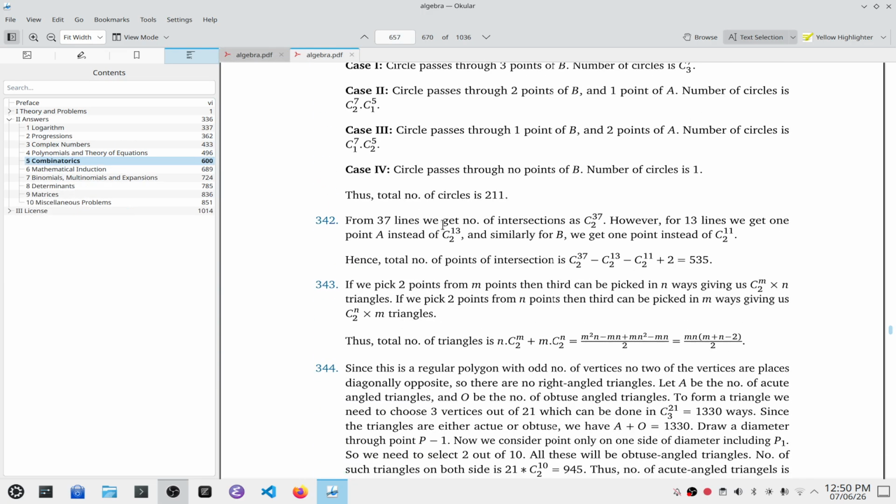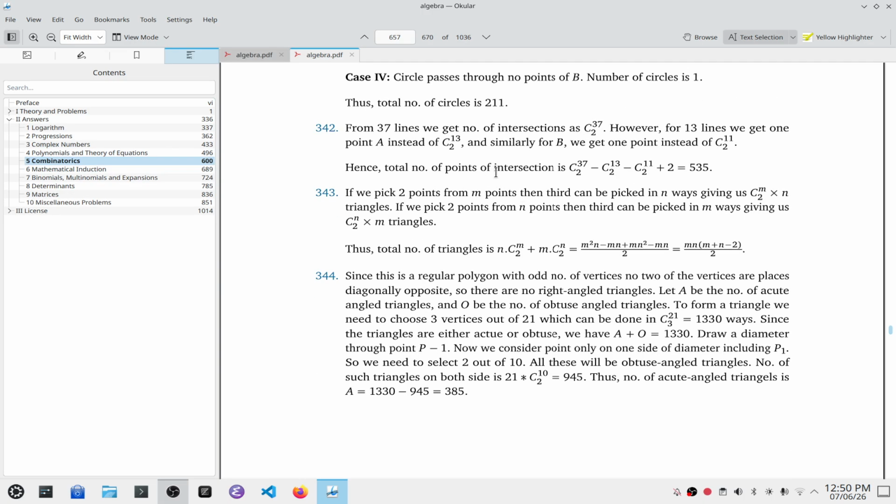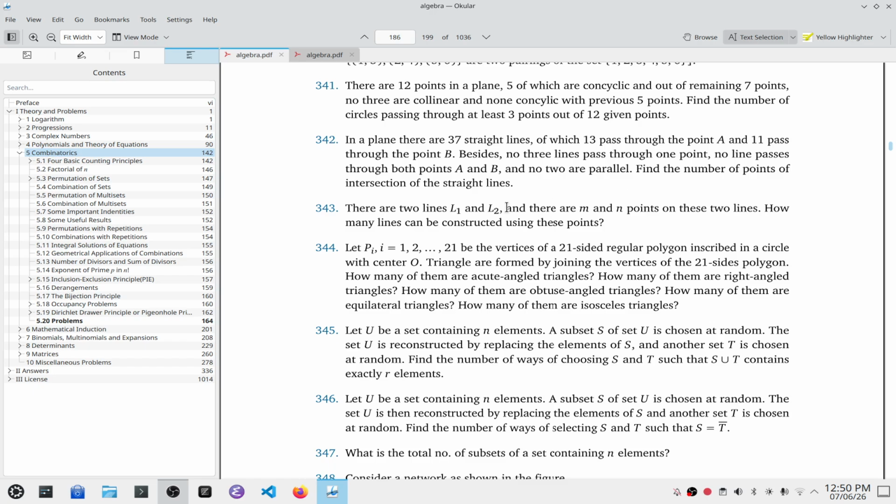From 37 straight lines, we have a total number of intersections as 37C2. However, for 13 lines, we get 1 point A instead of 13C2. And similarly, for B, we get 1 point instead of 11C2. So total number of points of intersection is 37C2 minus 13C2 minus 11C2 plus 2, that is 535.